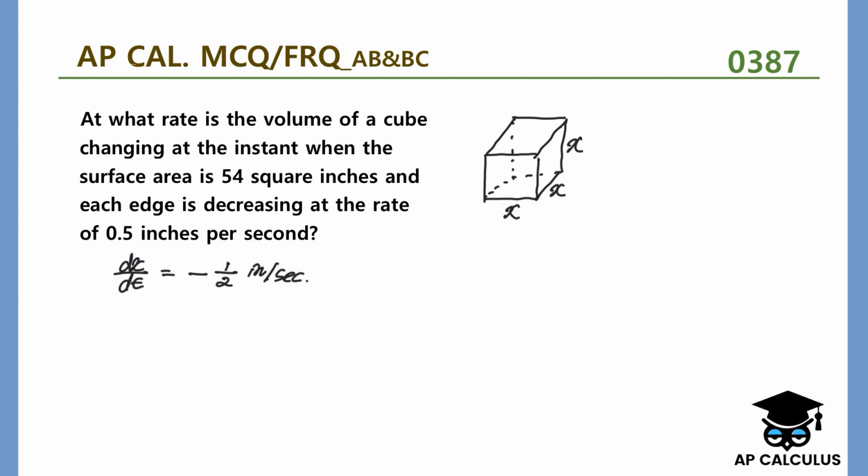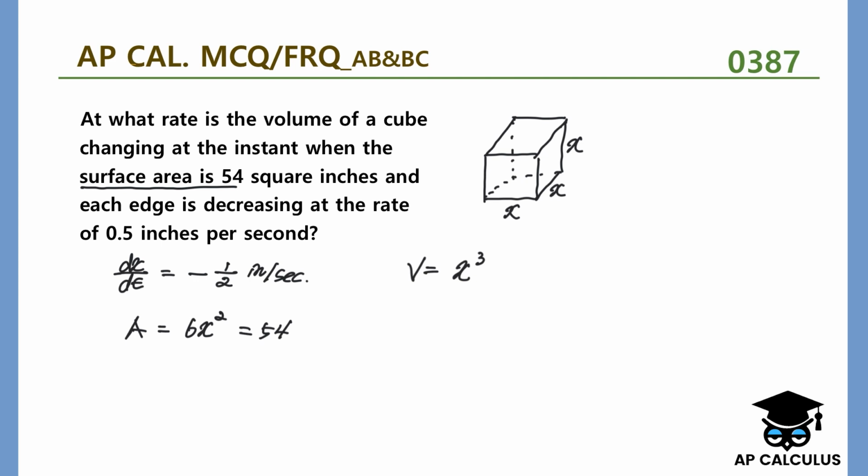So far so good. Here it is also given that surface area is 54. Surface area: the area of each face is x times x, x squared. So we have 6 faces. So that's 6x squared. And we're going to find the rate of the volume when this is equal to 54. The equation of the volume is equal to base times height, x cubed.